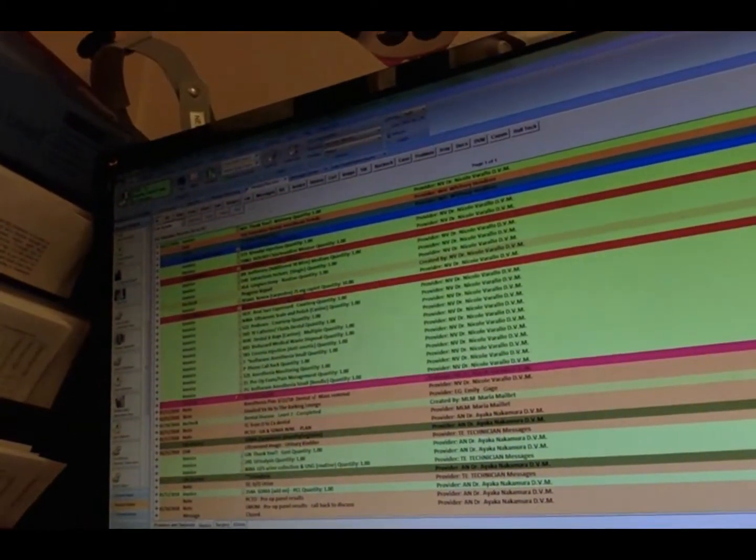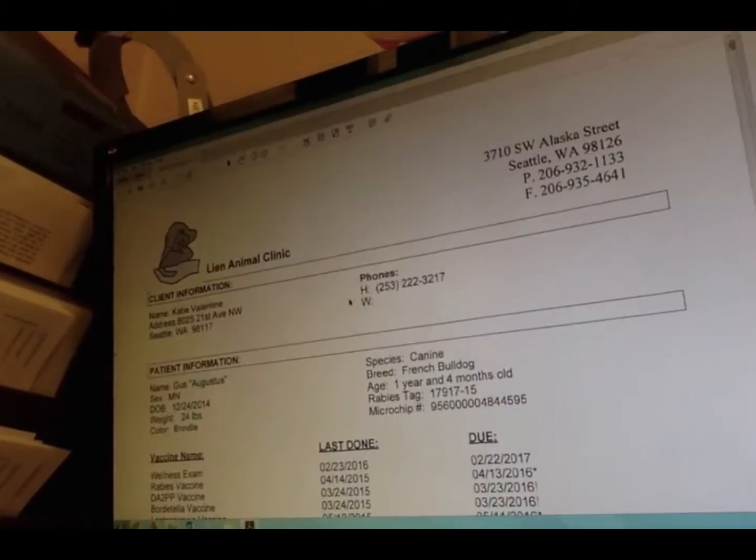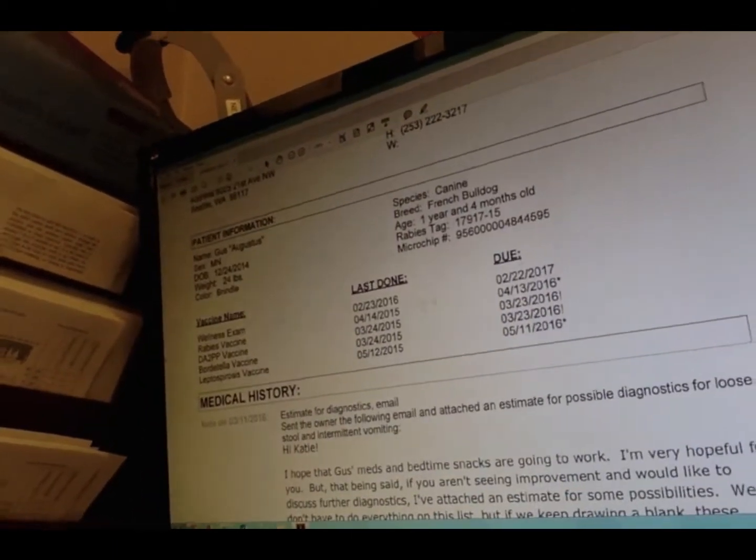exams. I can pull up his labs, see different labs that he had. This is his preoperative blood work right here. And then if he had any previous medical records, I could go and we usually just scan them in and link them. So it says right here, previous medical history from Leanne Animal Clinic. So I can click on that, hit display. It pulls up all of his previous records as well.